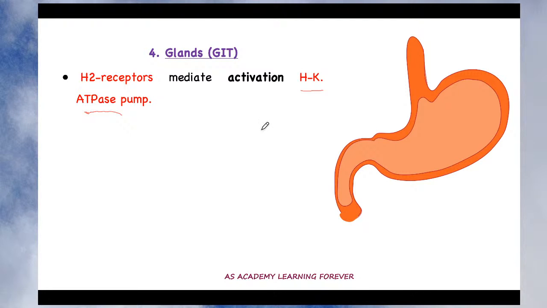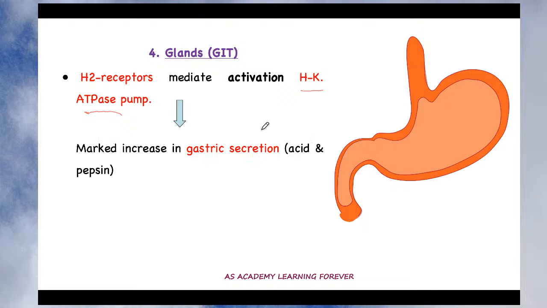Now due to activation of this hydrogen potassium ATPase pump, what happens in the gastrointestinal tract? It produces a marked increase in gastric secretion. So there will be an increase in gastric secretion, especially of the acid, that is HCl, and pepsin. This is seen when histamine activates the H2 receptor and due to activation of the hydrogen potassium ATPase pump.